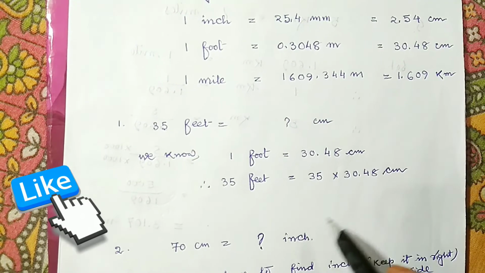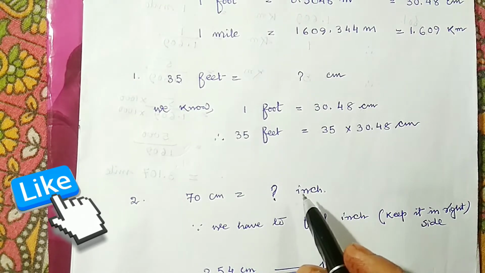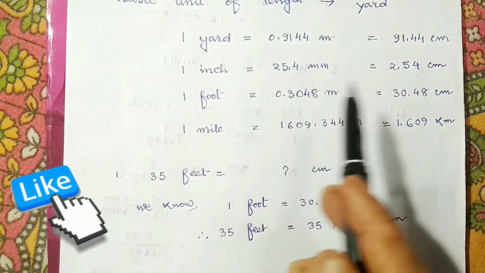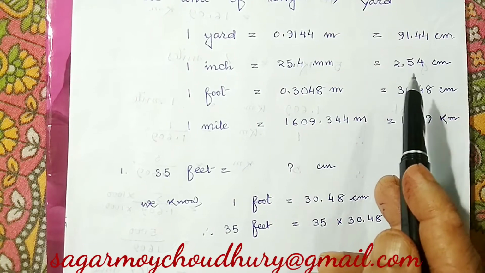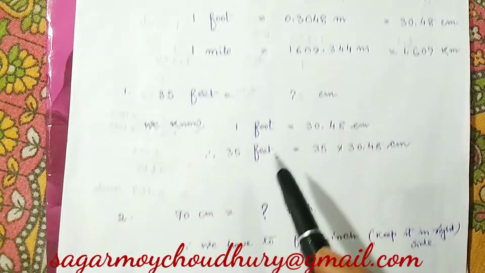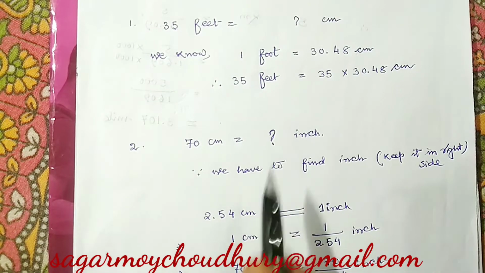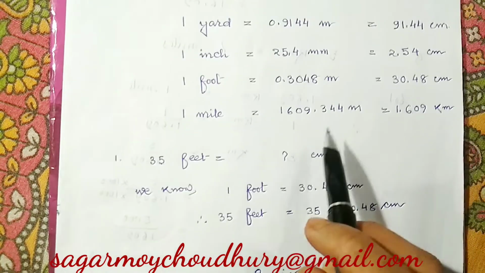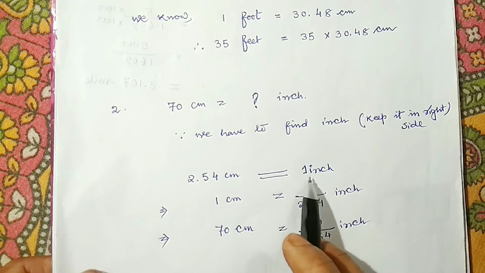Suppose question is 70 centimeter, you want to convert in inch. So what is the relationship between centimeter and inch? 1 inch is 2.54 centimeter. I told you these things you must know. Now, since out of these two, we want to find inch, you write inch here and centimeter here. We know from that table that 2.54 centimeter is 1 inch.